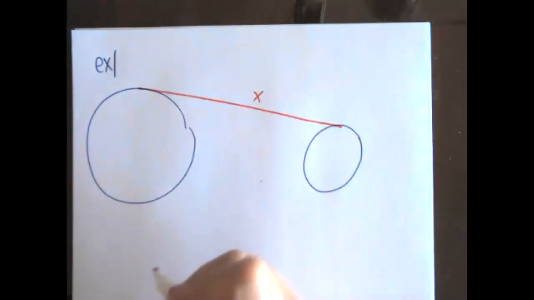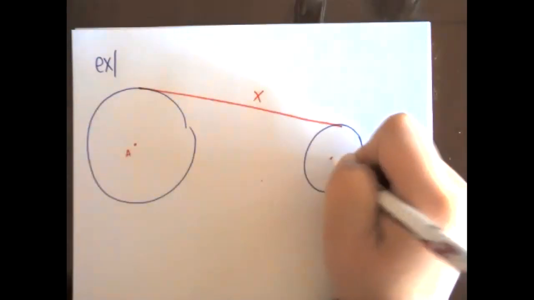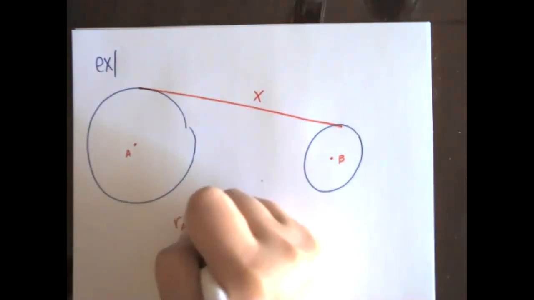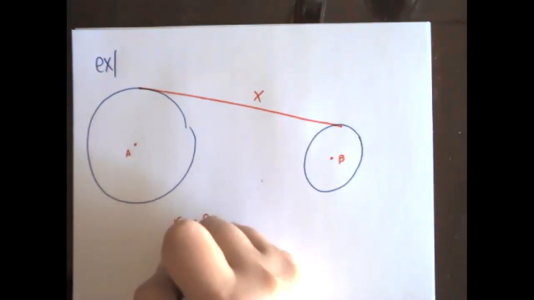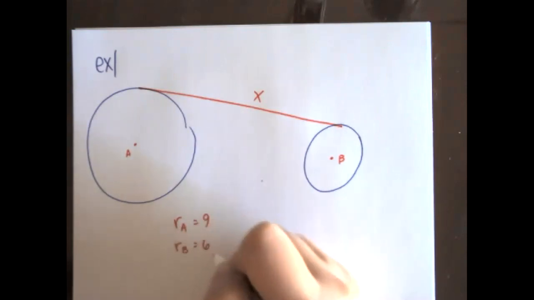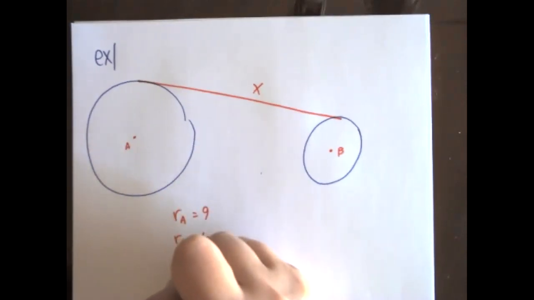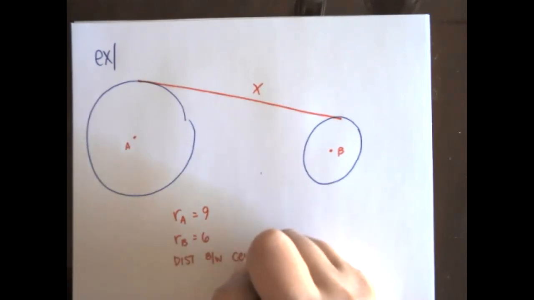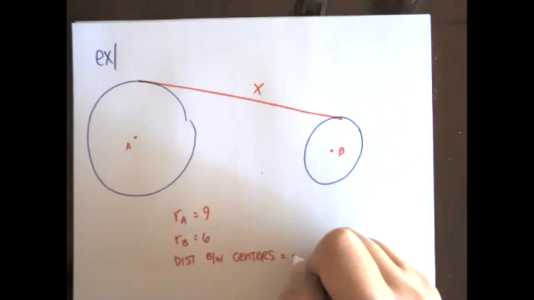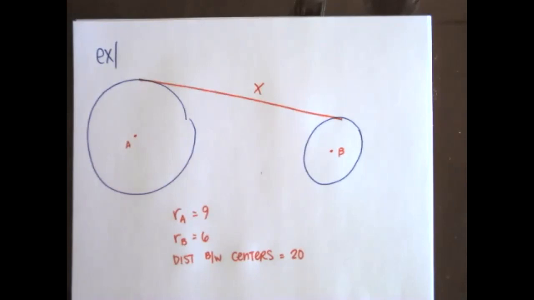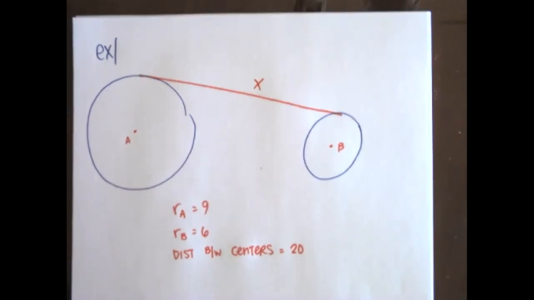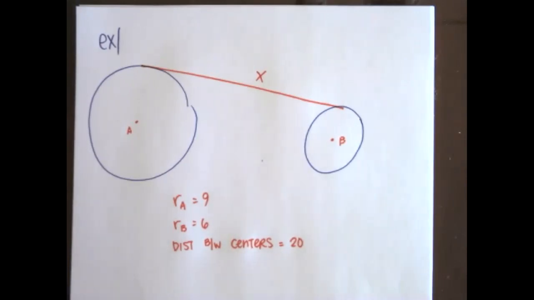So X, the radius, this is A, B. Radius of A is 9, radius of B is 6, distance between the centers is 20. So after a certain point, I think you don't even need to draw in all those segments. You could maybe work it out just by finding a pattern. You will see a pattern as you do this.